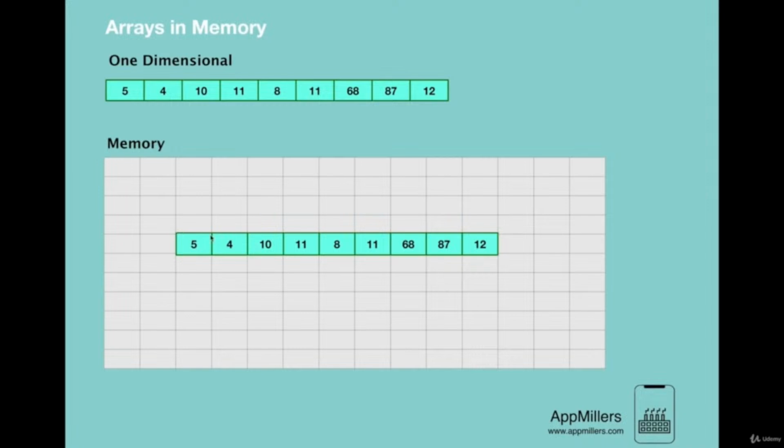This means that there will not be any gap between these cells. For example, 5 cannot be here and 4 cannot be here. If 5 is here, then 4 has to be over here. This means that these elements will be located next to each other, no gap between them. So this characteristic is guaranteed by the system.